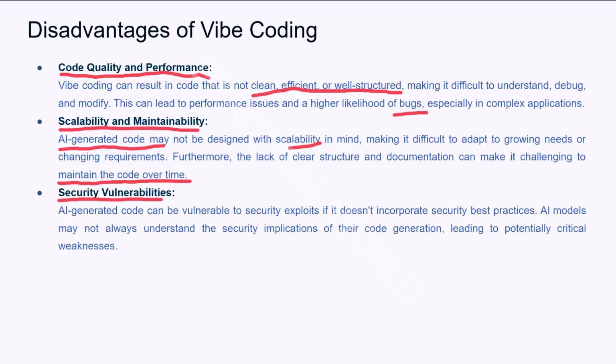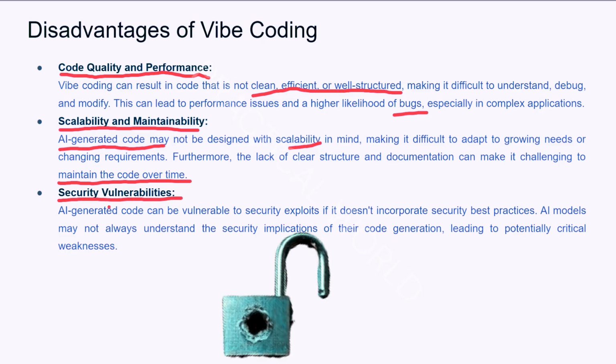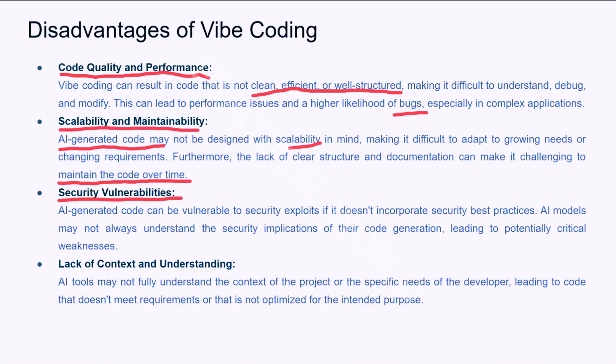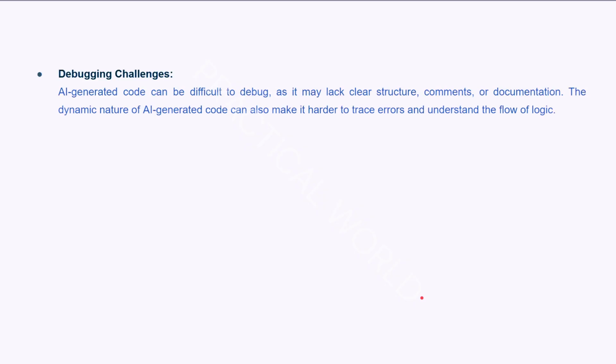Then, as we already discussed, security vulnerabilities. The code generated by LLMs is not secure, and they don't follow security best practices. And the last, lack of context and understanding. Sometimes these AI tools do not understand the requirements of the developer. That is also a disadvantage or the same challenge.